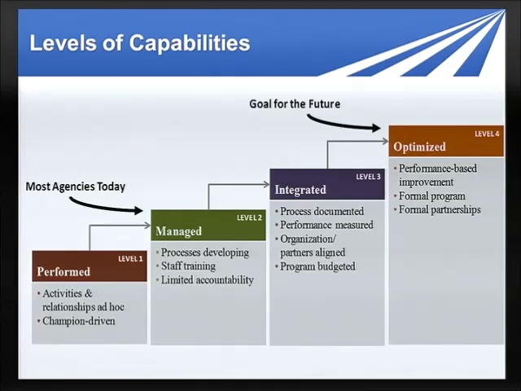The next level is managed. That is, there's a basic strategy, key processes that are in place. Moving up to integrated, that next higher level, you've got standardized processes that have been documented. And then level 4 is optimized. And what we've really found is that there isn't anybody that's at that level yet. But that's what we're all trying to attain.